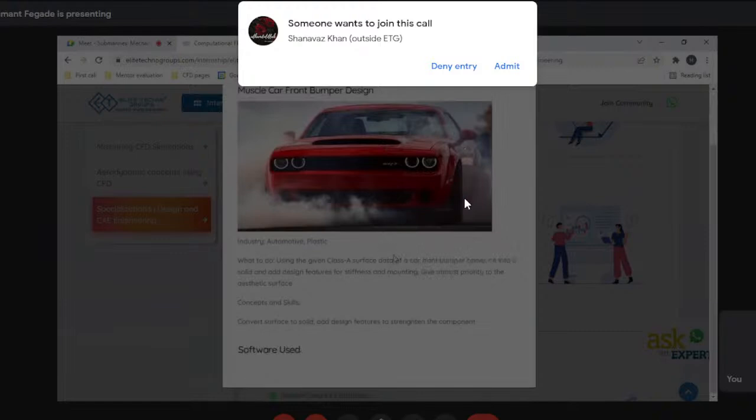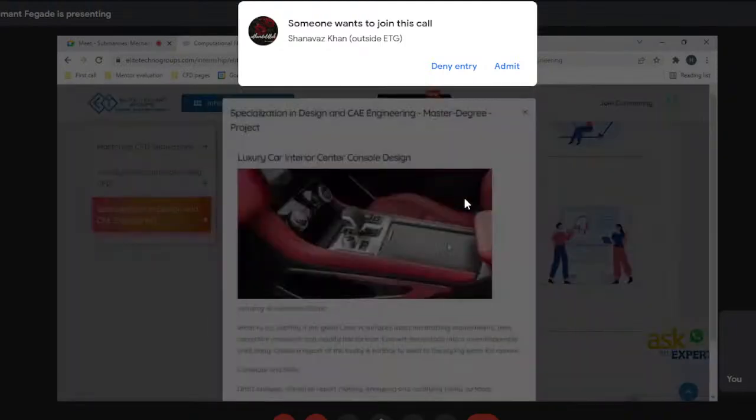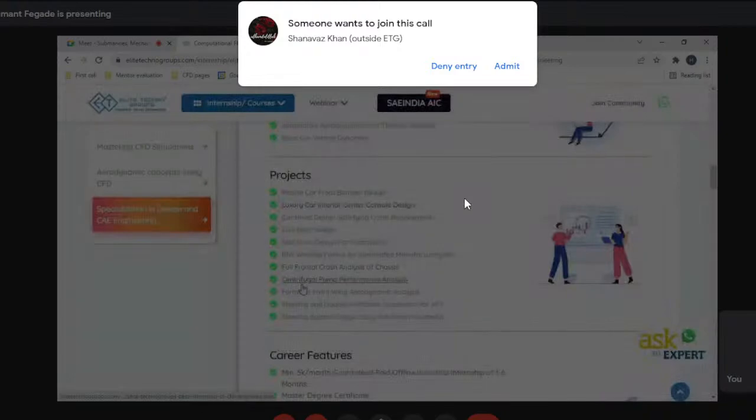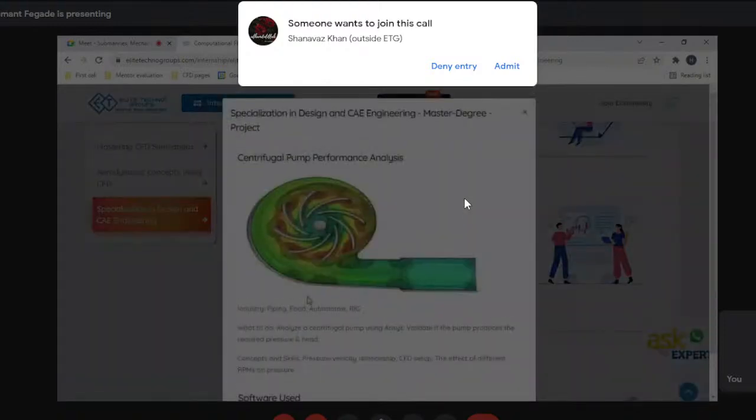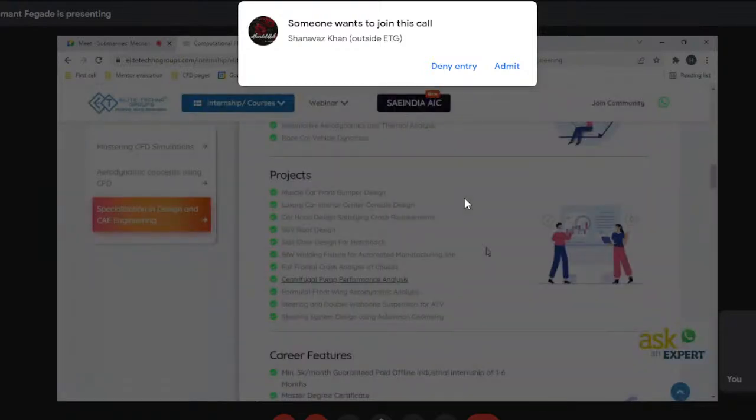You can actually work on different projects, which will give you a better understanding and hands-on ideology of how a particular vehicle or a particular component is designed and analyzed, like doing a crash analysis of a vehicle, or a flow analysis of a centrifugal pump, and what sort of pressure it is building. So these are some of the ideologies that you will be able to build through our specialization program.